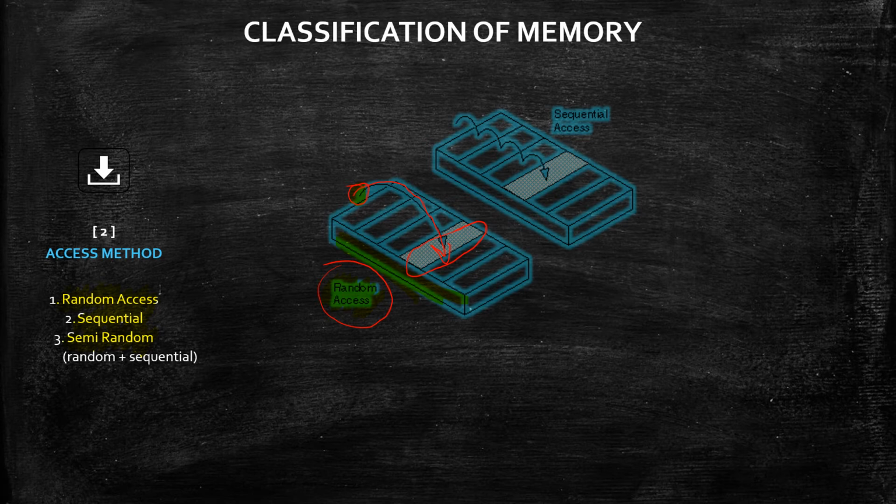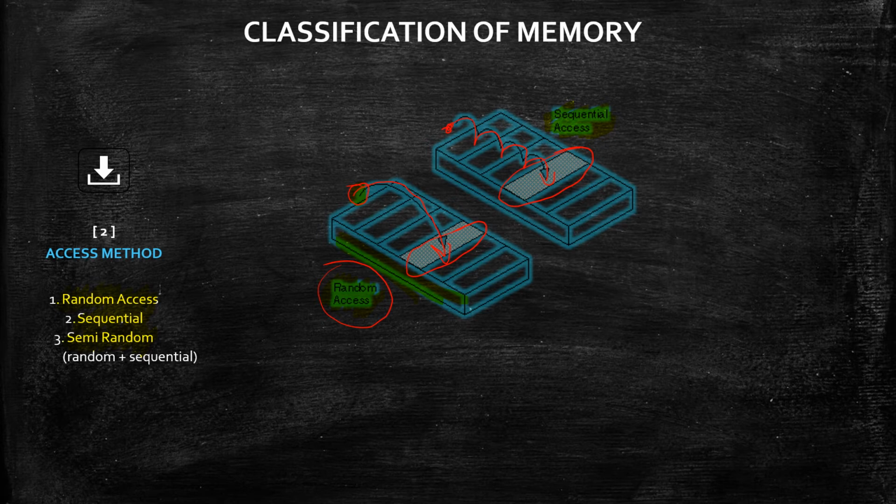But in the case of sequential access, what happens? Suppose you are over here and you want to access this location. In that case, it has to visit all the locations, and ultimately it will reach over here. So this is the sequential access.